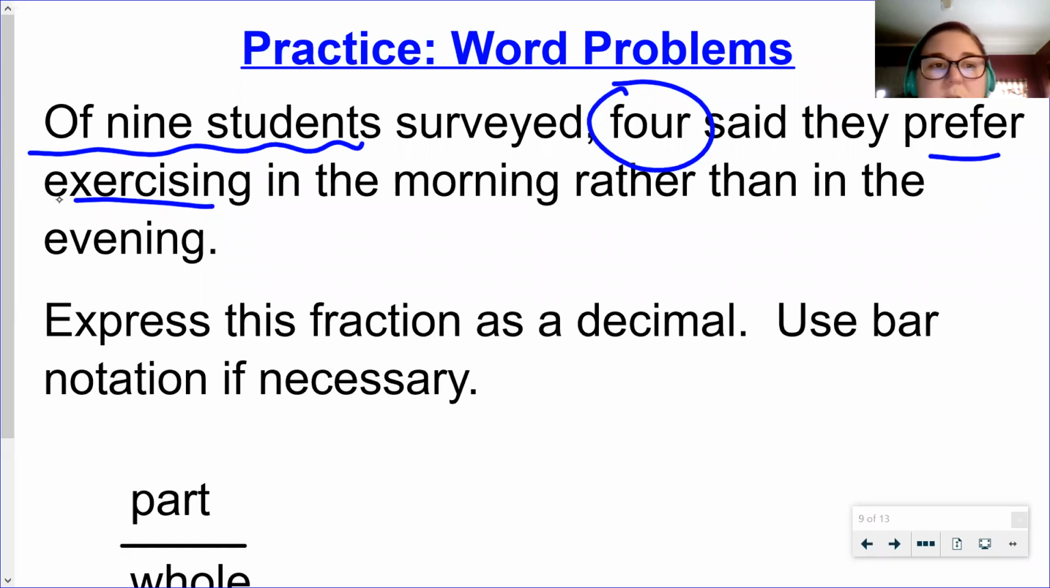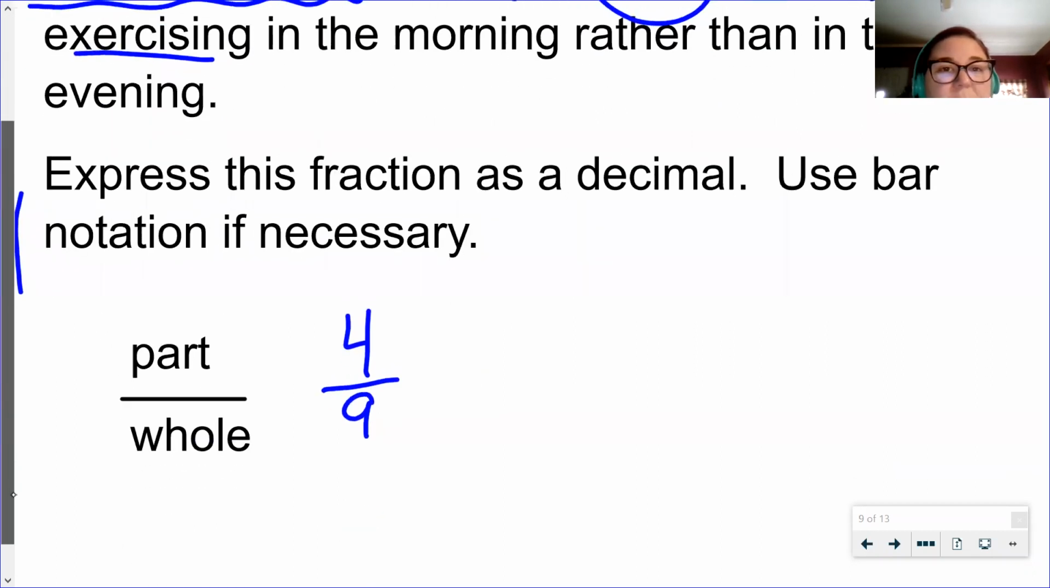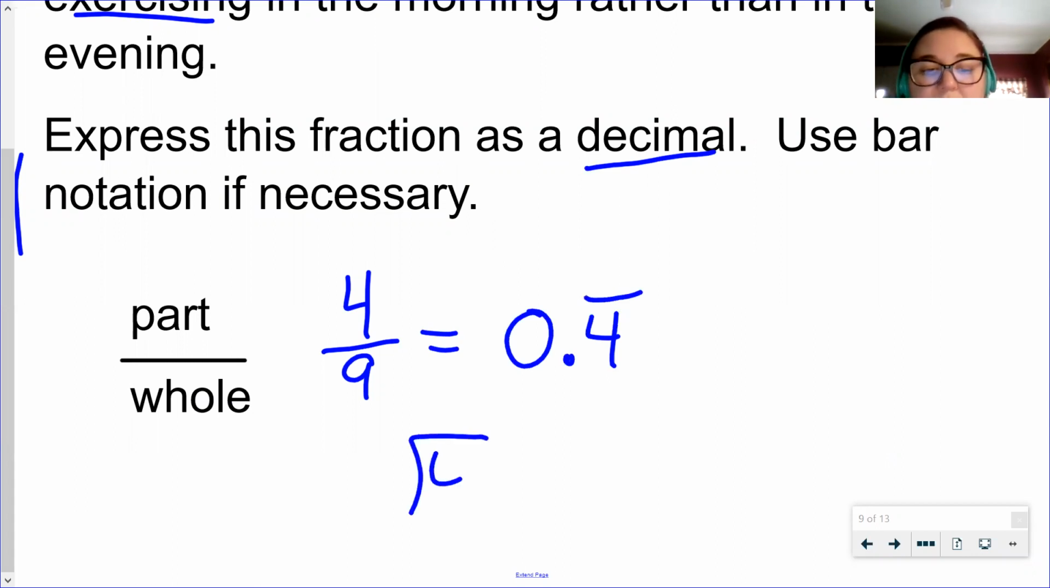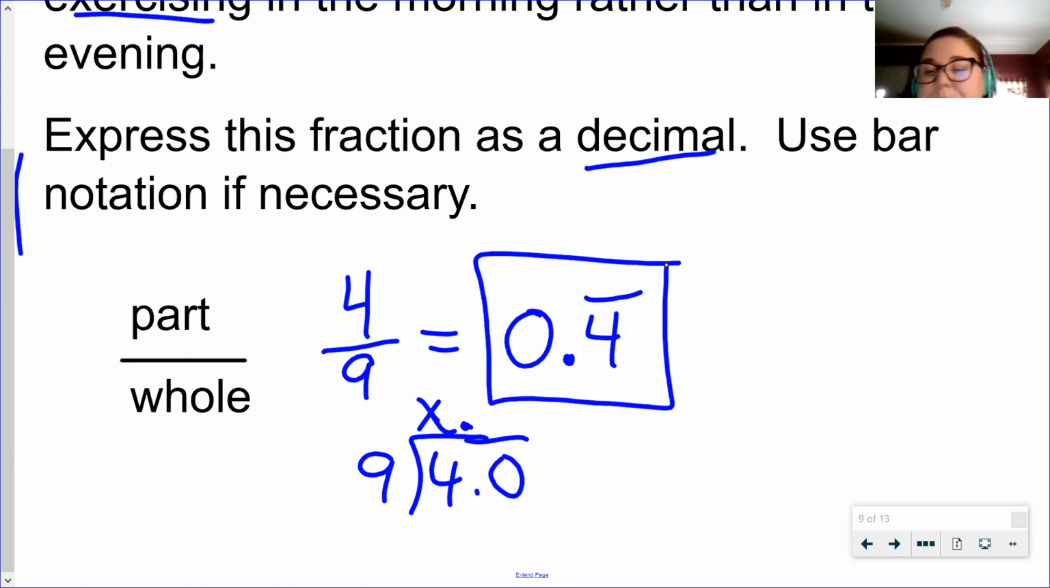So what is the part? So I have a 9 and a 4. Well, 4 is the part because 4 out of 9 prefer to work out in the morning. So write this as a decimal. If you already know this, you should know that this is 4 repeating. If not, put the numerator in the house, denominator on the outside, add a decimal, add a 0, and then keep on going, and you should notice that it repeats. So the answer here is this one.